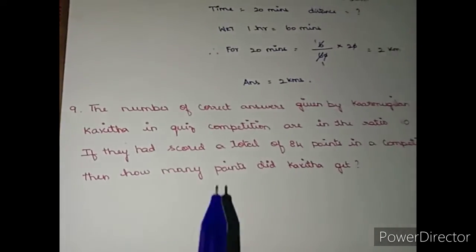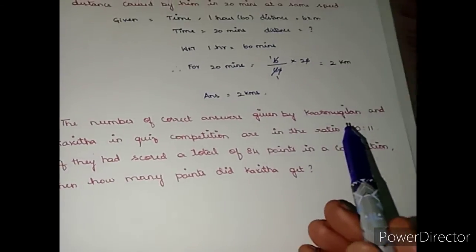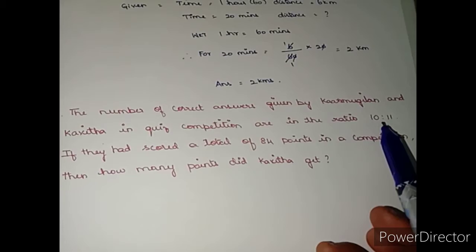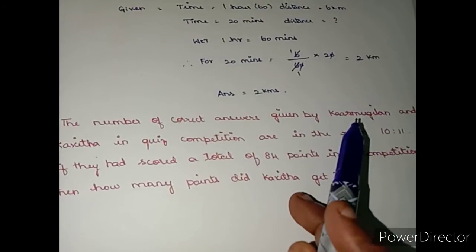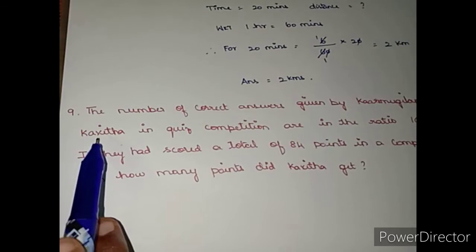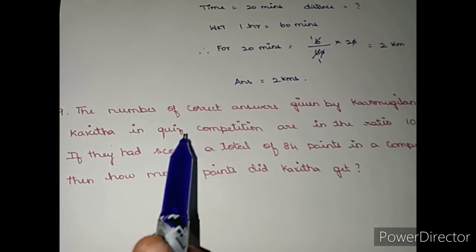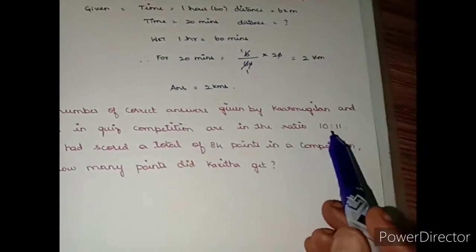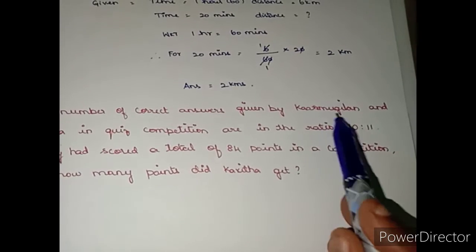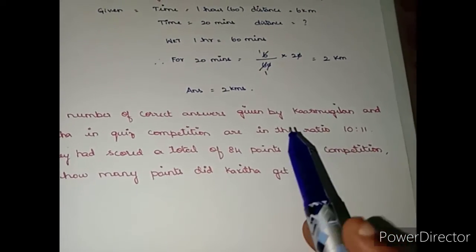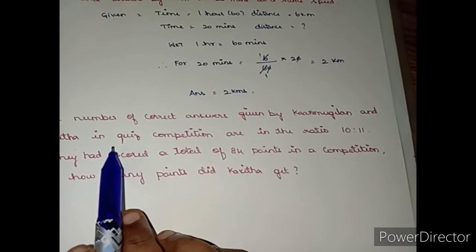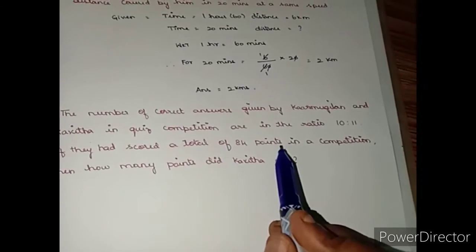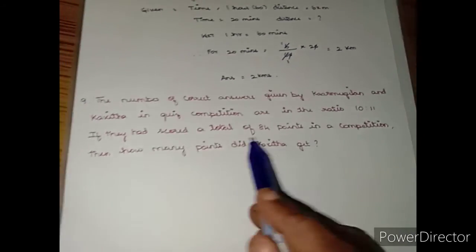See the next sum. The number of correct answers given by Carmugilan and Kavita in a quiz competition are in the ratio 10:11. So, a boy named Carmugilan and a girl named Kavita have participated in a quiz competition and they have answered in the ratio of 10:11. That is, Carmugilan has answered 10 questions and Kavita has answered 11.